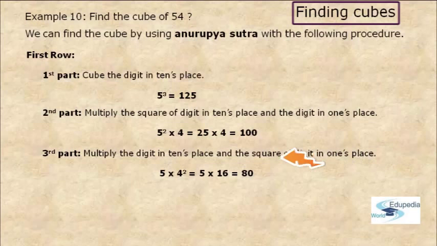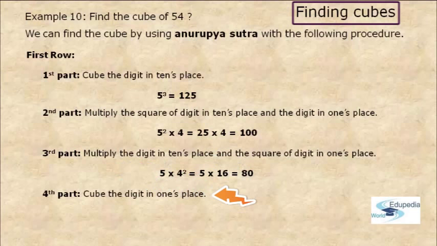Now moving finally to the fourth part, what we have to do here is we have to cube the digit in ones place, that is 4. So here in the number 54, we are having 4 in ones place. By cubing the number 4, we will get 64 as the answer.